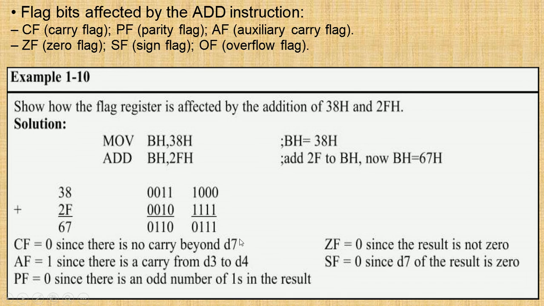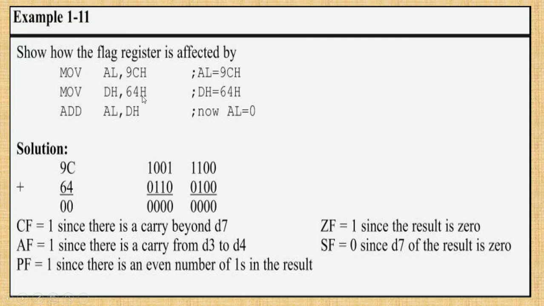If you want to analyze the overflow flag, I already explained this. You have to check any carry from the bit 6 to bit 7, call it X. Any carry out, call it Y. Then what is the overflow flag? X exclusive OR with Y. Set, there will be overflow. Reset, no overflow. Okay, so let's go to the next example. Here is one more example. MOV L, 9CH. 9C goes to L, 64 goes to DH.